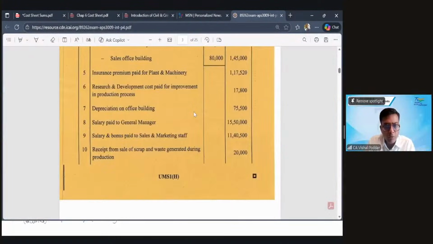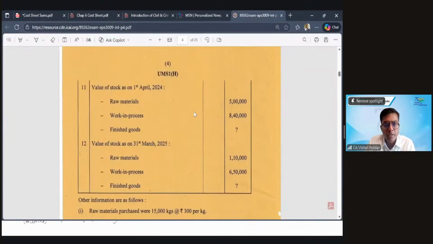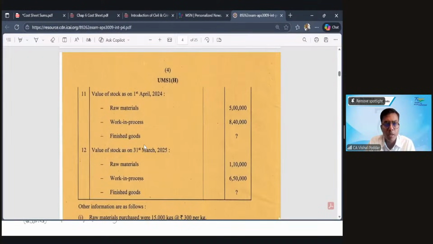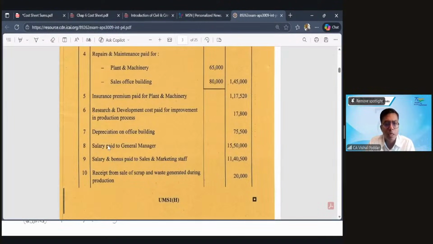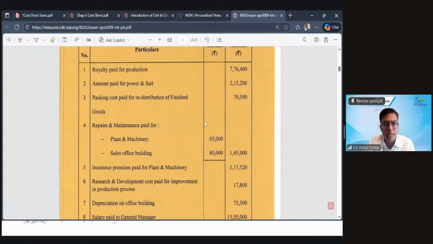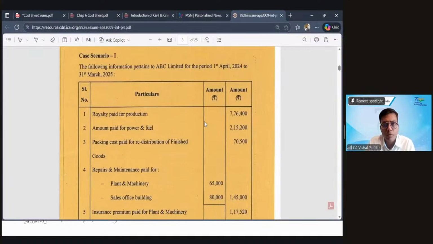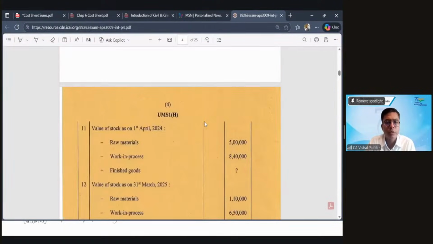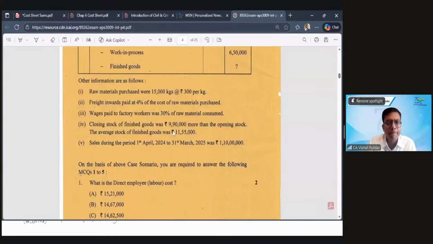Because for getting the answer, I'll have to first solve the complete sum. And it may take some time because the data is given scattered, like stocks are given here. Then some data are receipt on sale of scrap, salary bonus, marketing staff, general manager, depreciation of this building. So the data is very scattered. Okay, let's see if we can do something orally. So what are the questions? First question is, what is the direct employee cost? So we have to find out labor cost. Was it matching or is it also not matching, beta?